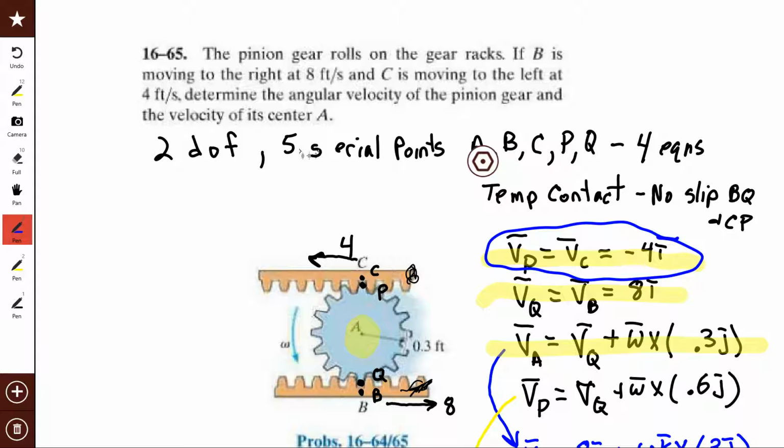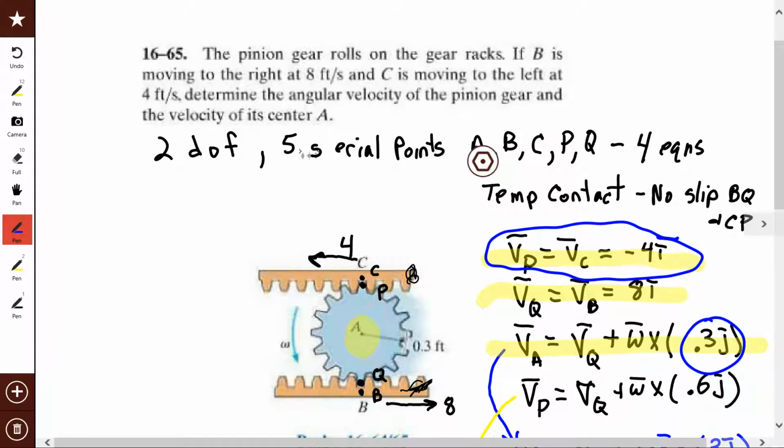Oh, here? Okay, good question. Let's figure that out. So he's asking about this guy right here. Okay, and let's talk about that. But first of all, why did I pick A and Q? I don't know. I could have chosen P and Q. In fact, I did that next time. Why Q and A? It could have been P and A. It's just pick 2 points on the body, right?